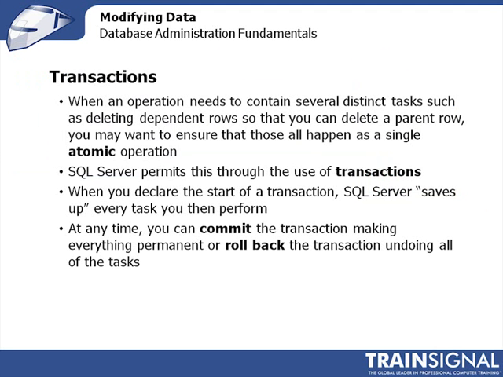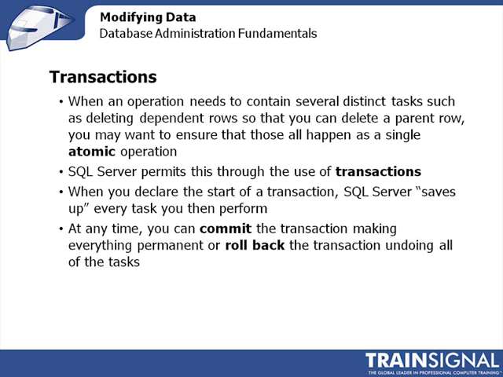When an operation needs to contain several distinct tasks, such as deleting those dependent rows so that you can eventually delete a parent row, you may want to ensure that all of those happen as a single atomic operation. In other words, you want to ensure that either all of the rows get deleted from all those tables, or none of them get deleted. That way there's no chance whatsoever of the operation being partially completed.